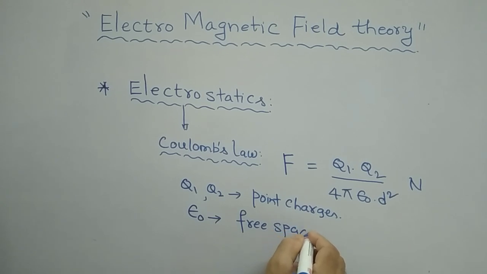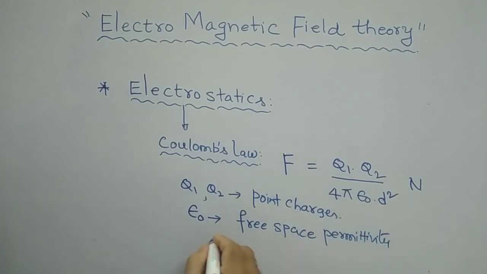Free space permittivity. That we have to remember, and it has a constant value. It is something like 8.854 × 10 power minus 12 Farads per meter.